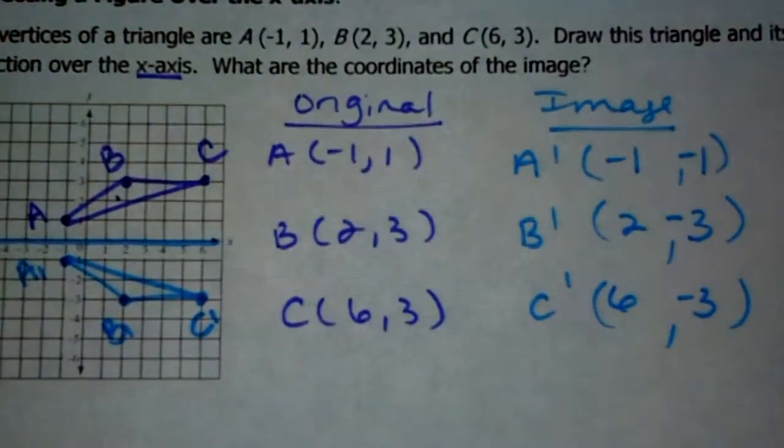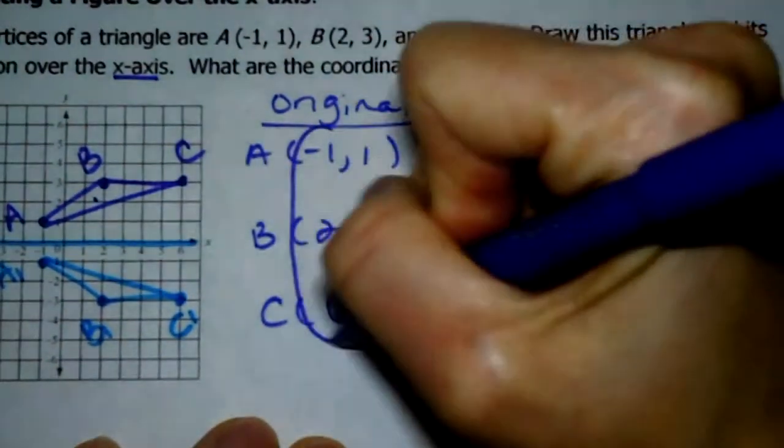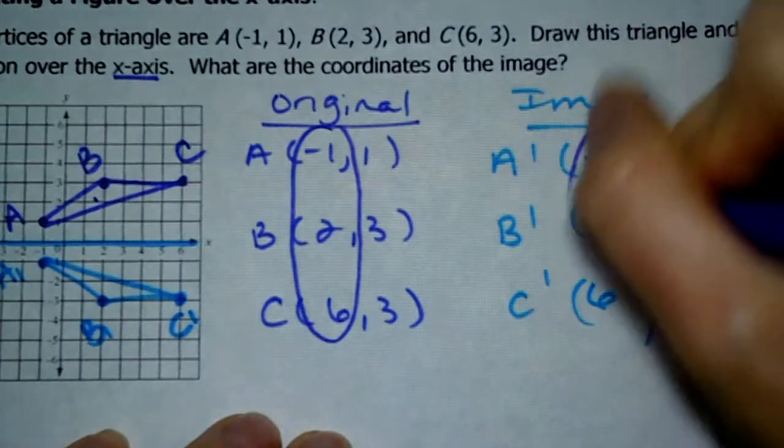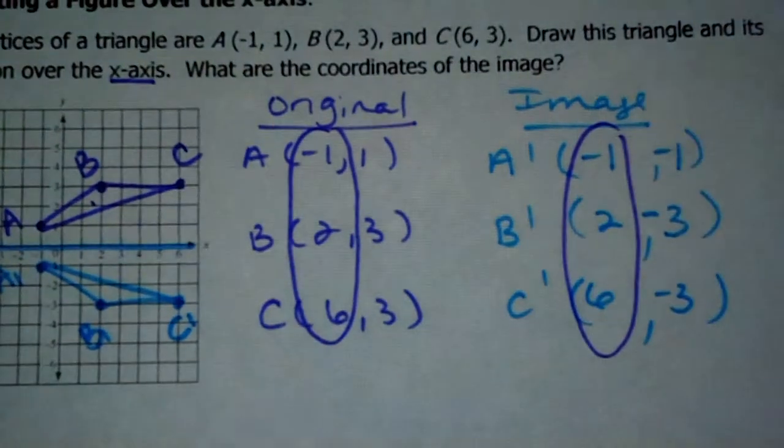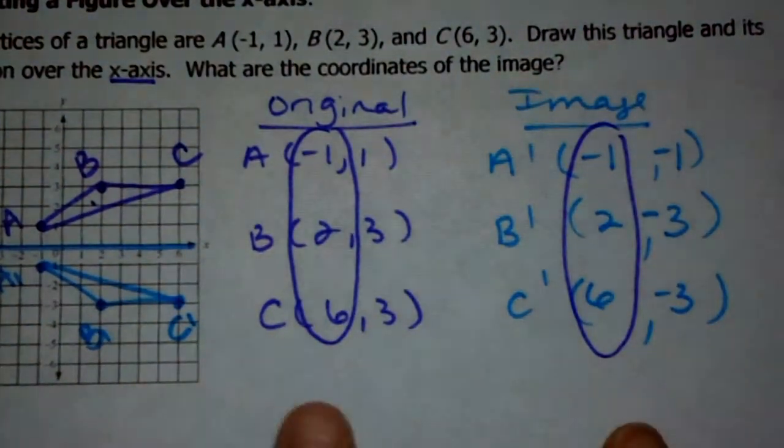Okay, now take a look at these original coordinates and the image coordinates. What's the same about them? Take a good look at it. Do you notice anything that's the same? I'm hoping that you're seeing that all of the x's are the same. So we flipped it over the x-axis. We reflected it over the x-axis, and all of our x coordinates stayed the same.